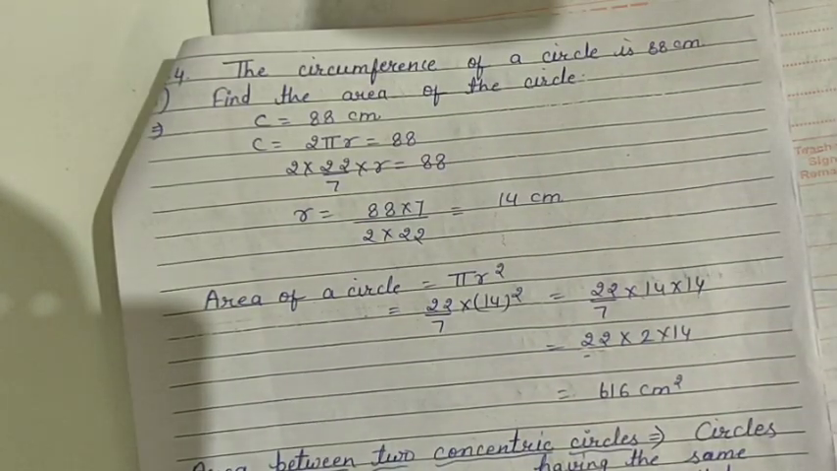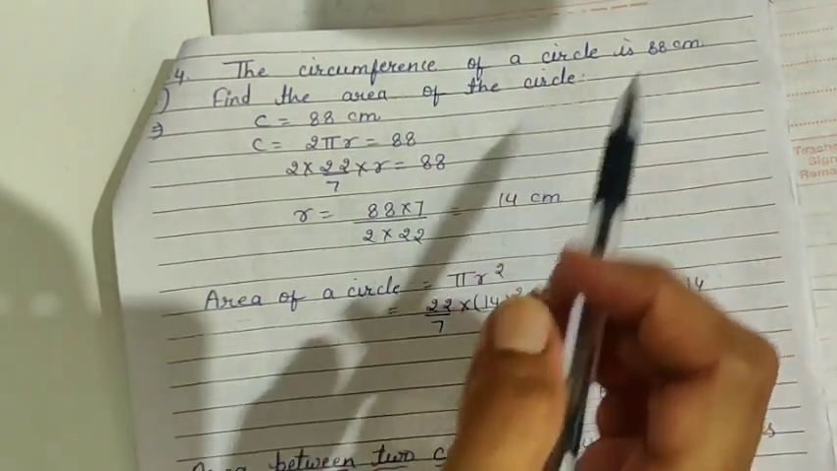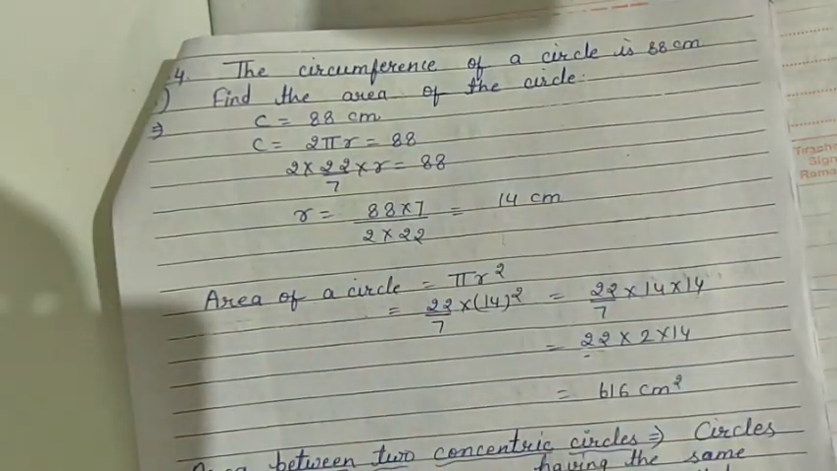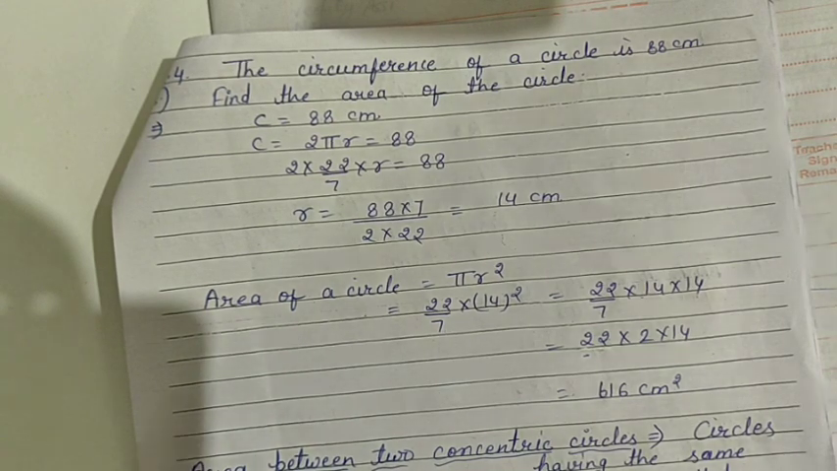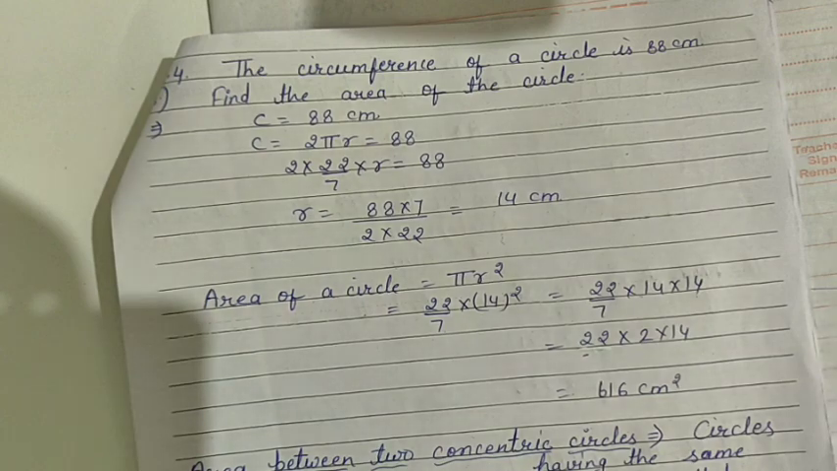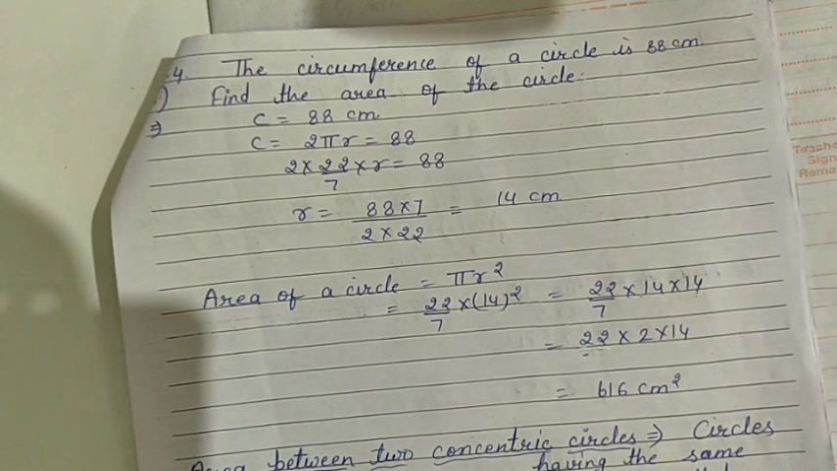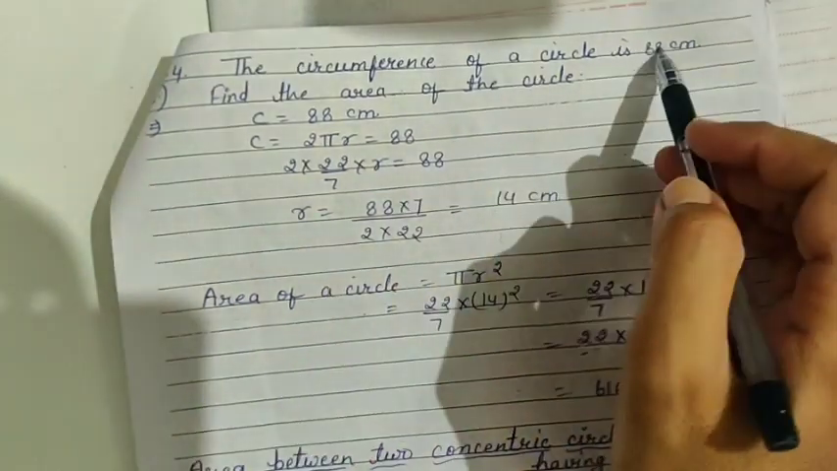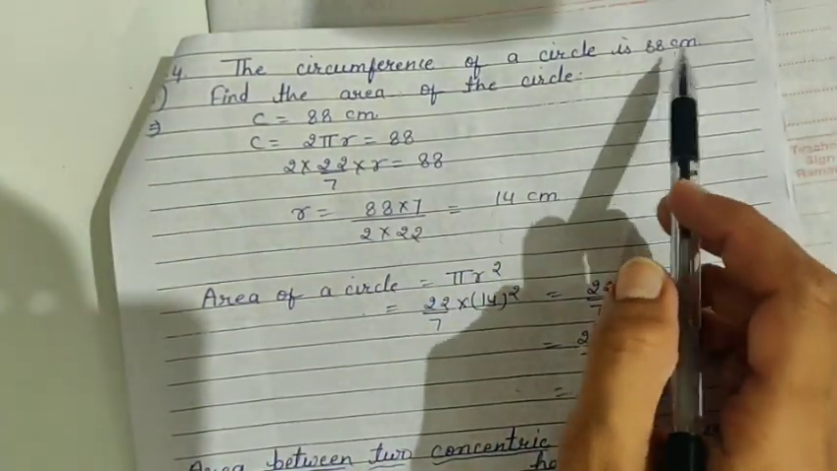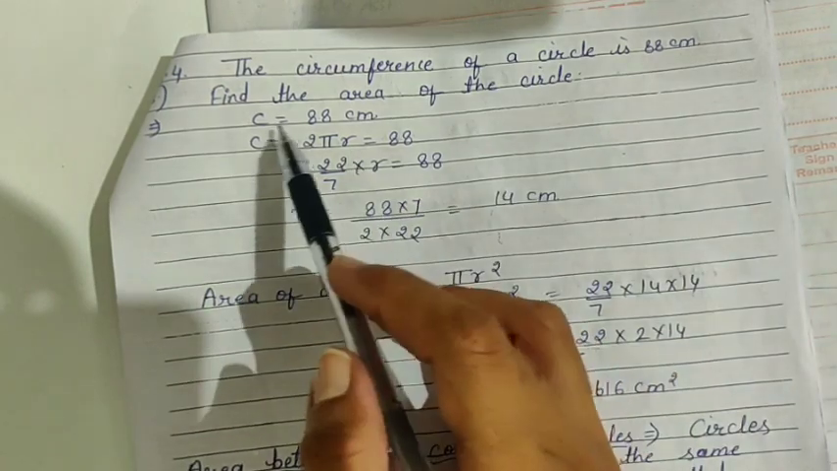Now our next example: the circumference of a circle is 88 centimeter. Find the area of the circle. The formula of area of circle is pi r square. So firstly we have to find the value of r, which means the value of radius. In this question the circumference of the circle is given as 88 centimeter, so we will find our radius from this.